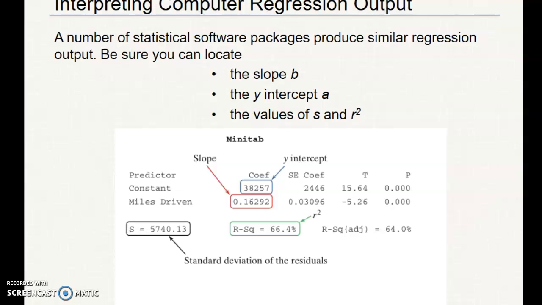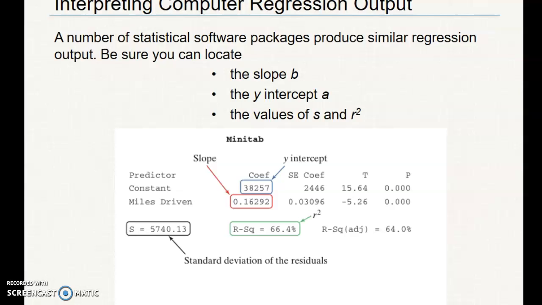So what we've got is the predictor, constant, and miles driven. So this is going back to the question they've been talking over and over again about the Ford F-150 and the miles driven and the value of the truck. So the slope is going to be under the coefficient. So when it says COEF, the second number is your slope.